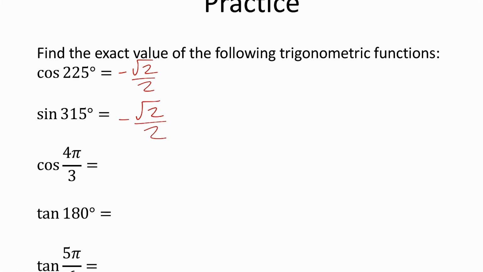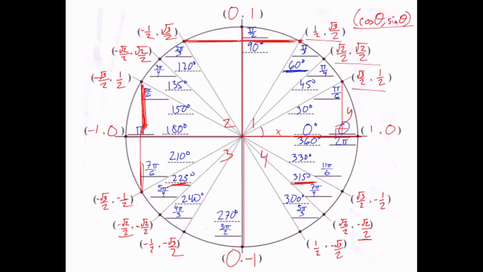The cosine of 4 pi over 3, going to radians. 4 pi over 3, find that on the unit circle. 4 pi over 3, that's down here. The cosine is the x-coordinate, so that's going to be the negative 1/2.